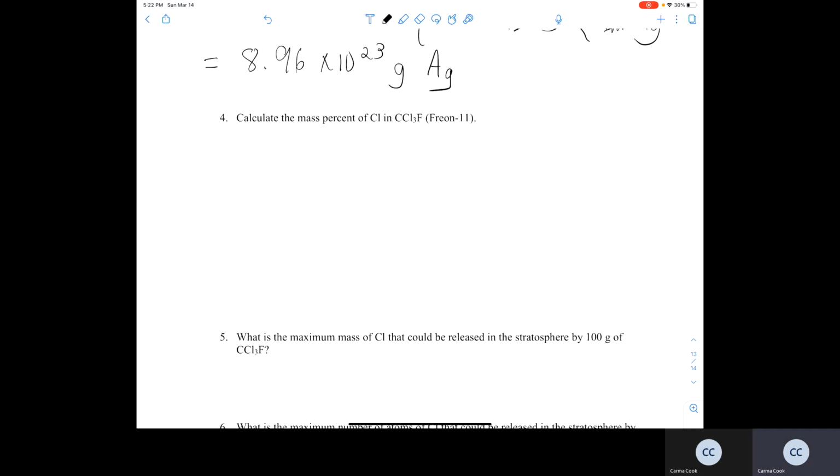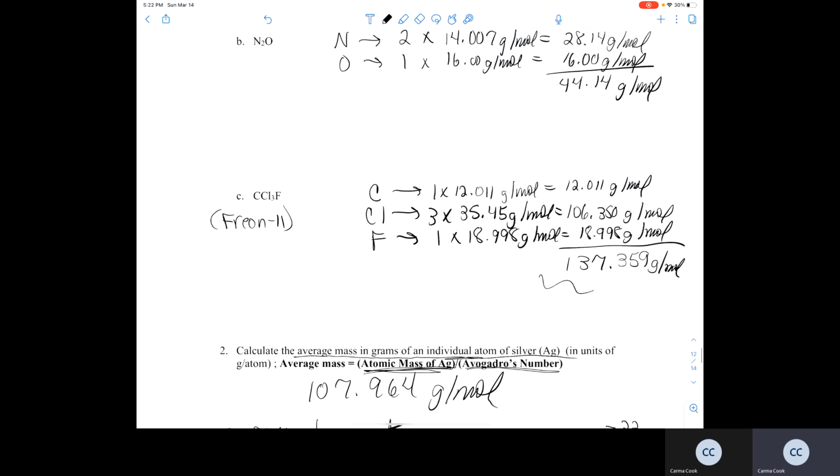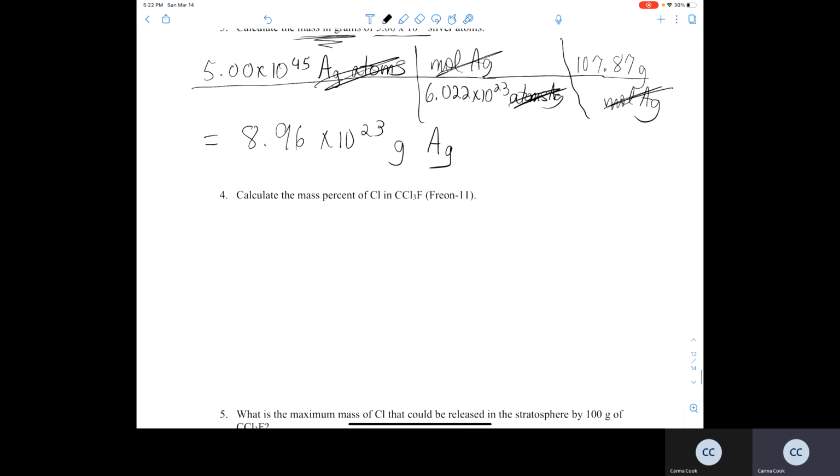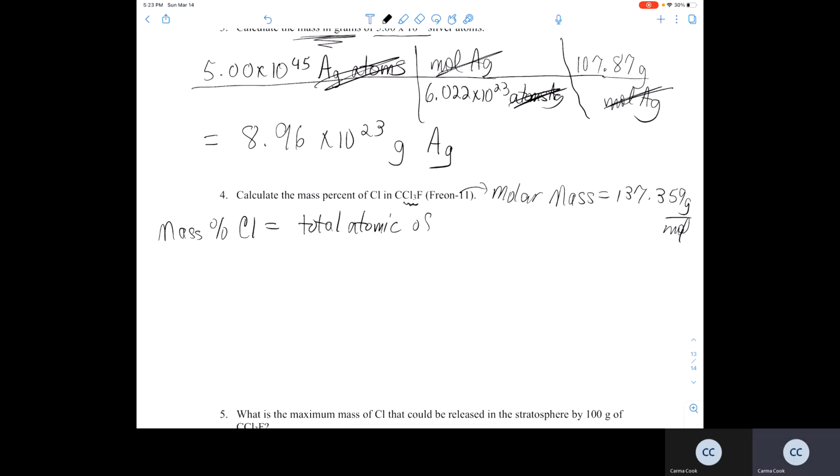And then question 4, the mass percent of chlorine in CCl3F, which is Freon 11. Well, we've already calculated the molar mass of Freon 11, 137.359. And then there are 3 chlorines in Freon 11. So the mass percent chlorine is going to be equal to the total atomic mass of all 3 chlorines divided by the molar mass of Freon 11.